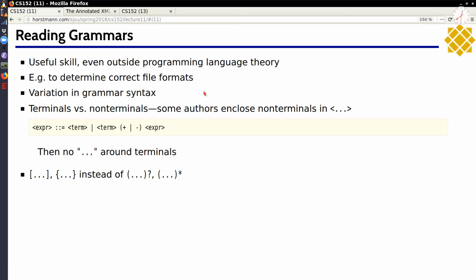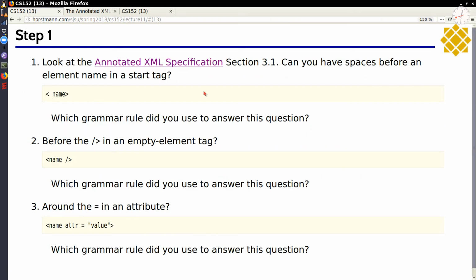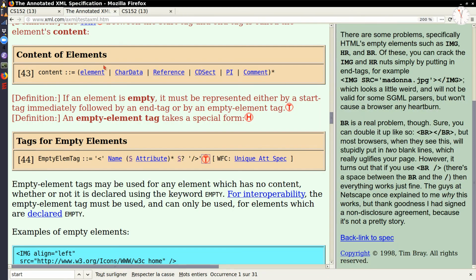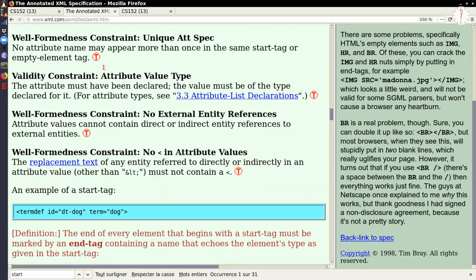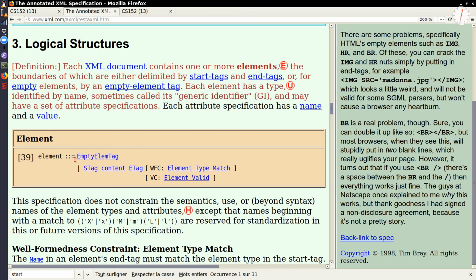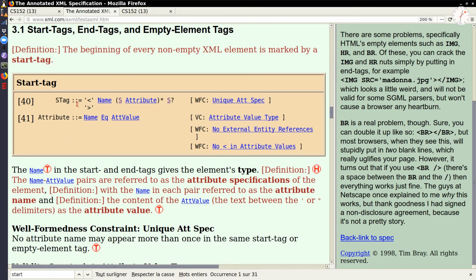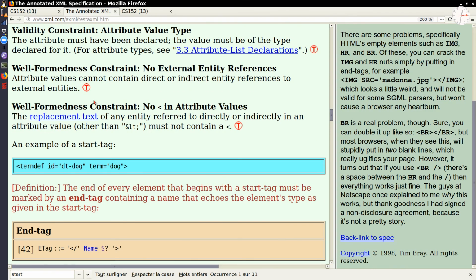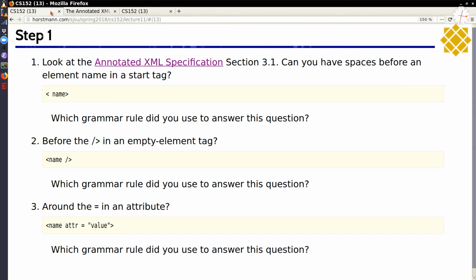All right, so in the lab, we're going to do two things. We're going to read through a grammar, namely the annotated XML specification. I assume everyone has some idea of what XML is. When you look at that, it has all sorts of grammar rules for specifying what tags are like and what elements are like. And you can see the colon-equals, you can see the vertical bars. And apparently they put single quotes around the terminals. So I'm asking a few questions to see if you can interpret those rules correctly.